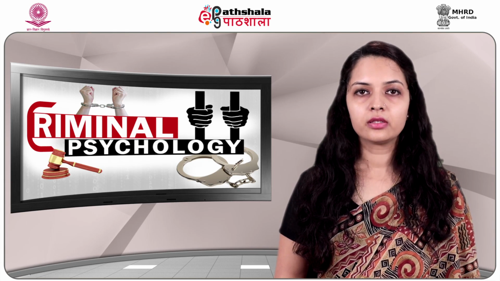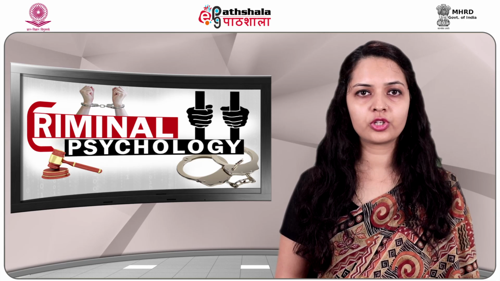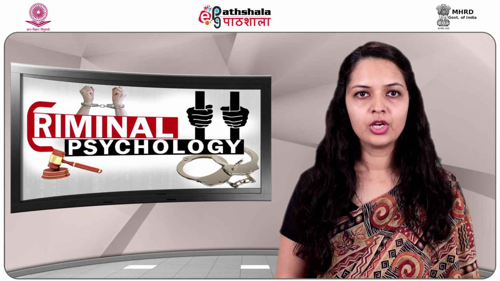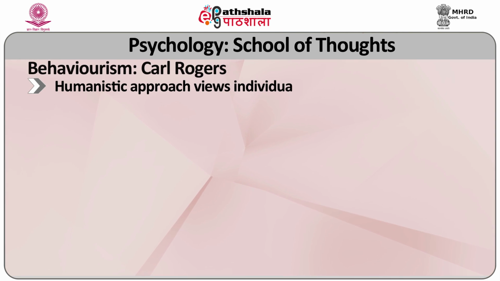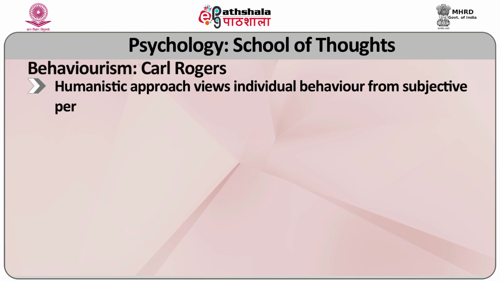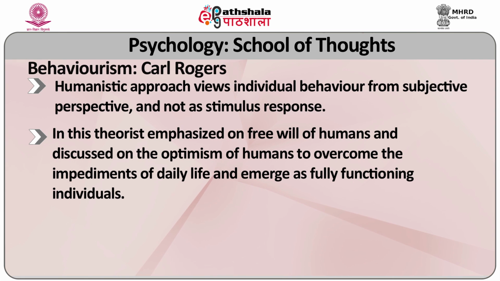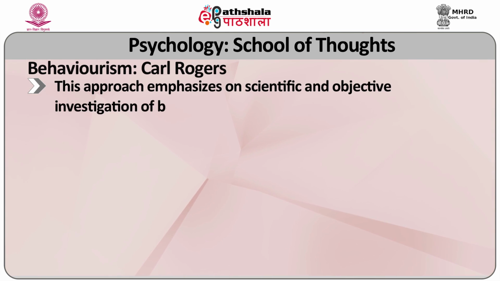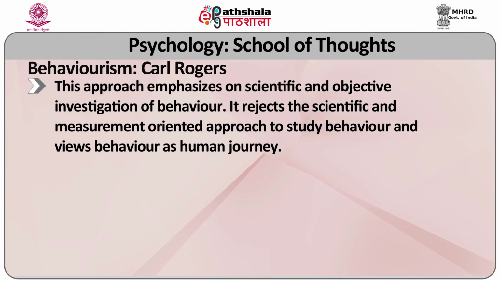The third important school of thought is humanistic, given by Carl Rogers. In this approach, emphasis is given on the whole person approach to understand behavior. Humanistic approach views individual behavior from subjective perspective and not as stimulus response. In this, theorists emphasize on free will of humans and discussed on the optimism of human to overcome the impediments of daily life and emerge as fully functioning individuals. It rejects the scientific and measurement-oriented approach to study behavior and views behavior as human journey.